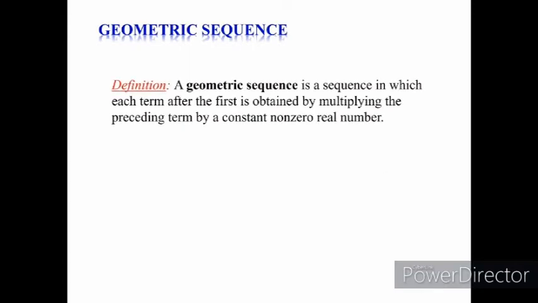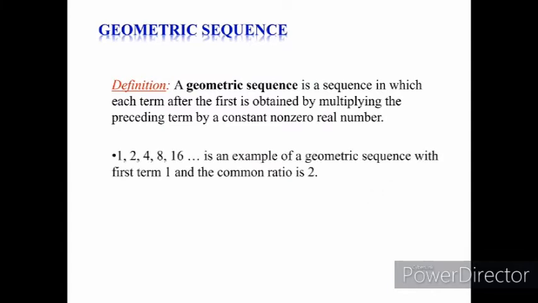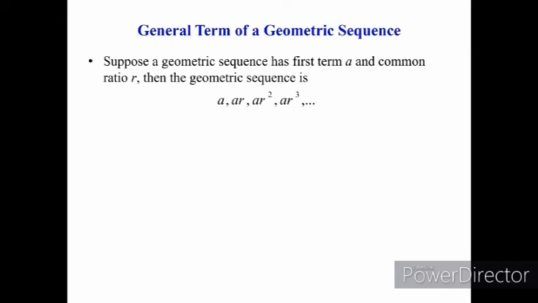The definition of a geometric sequence focuses on a sequence in which each term after the first is obtained by multiplying the preceding term by a constant non-zero real number. 1, 2, 4, 8, 16, and so on, is an example of a geometric sequence, with first term 1 and the common ratio is 2. The general term of a geometric sequence can be seen here. Suppose a geometric sequence has first term a and common ratio r, the geometric sequence is a, followed by ar, then ar squared, followed by ar cubed, and so on.